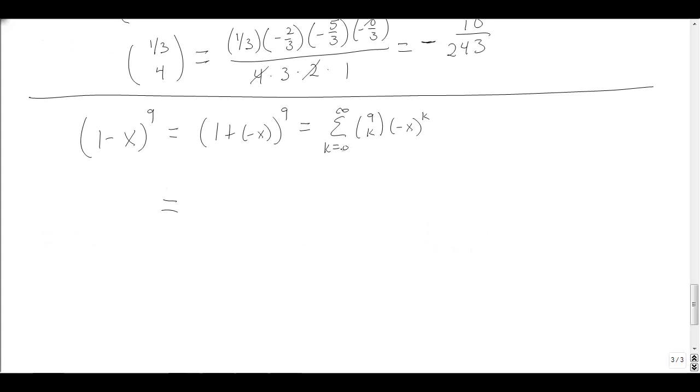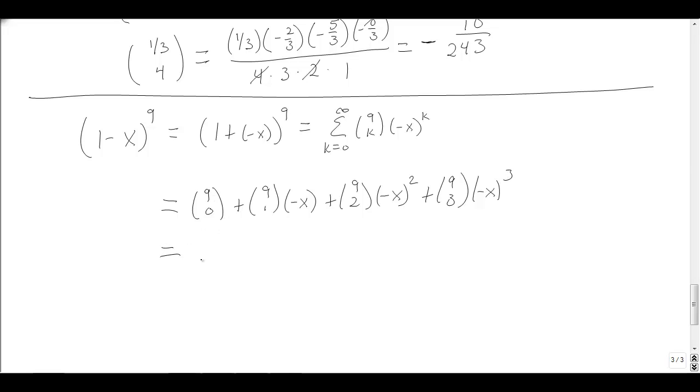So we're going to plug in k equals 0. You get 9 choose 0, times negative x to the 0 is 1. And then we'll get plus 9 choose 1, negative x, plus 9 choose 2, negative x squared, 1, 2, 3, one more term, 9 choose 3, negative x cubed. Okay, 9 choose 0, that's going to end up being a 1. 9 choose 1, that will be a 9. So anytime I do a choose 0, that's 1. Anytime I do a choose 1, that's the top here.